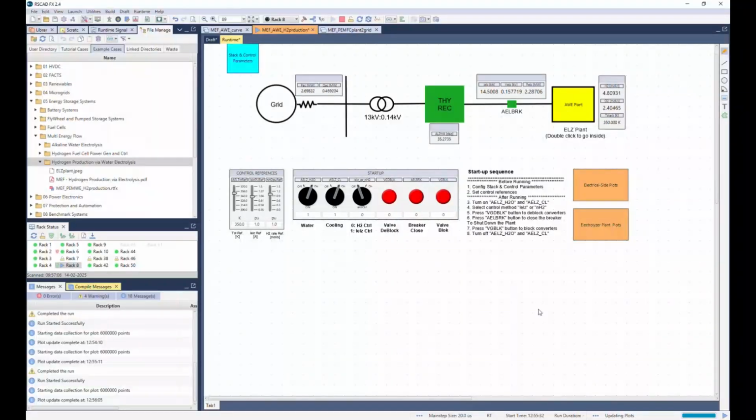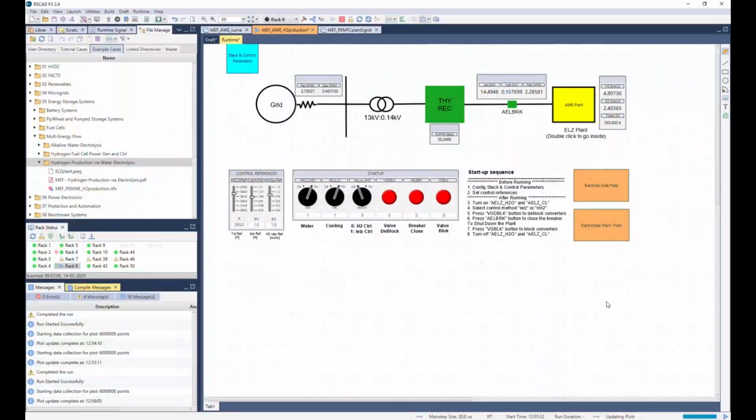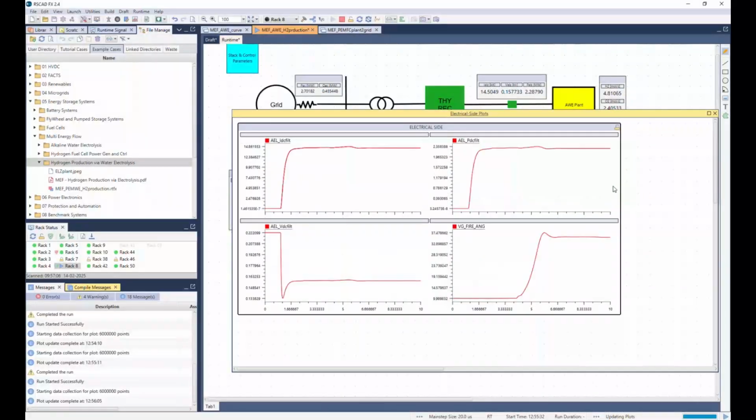That is the end of this case. Now let's have a look at an advanced hydrogen system. Once the plots are updated, I am going to open the first hierarchy box in orange color. It provides the electrical waveform of the system. You can see that the plant current and the power input to the electrolyzer is increased to its operating values.